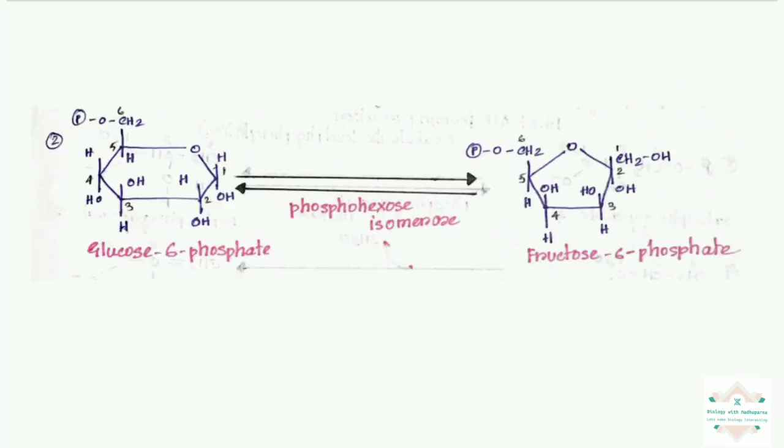Now we will come to the second reaction, where glucose 6-phosphate is converted into fructose 6-phosphate with the help of the enzyme phosphohexose isomerase. So just from glucose it is converted into fructose, nothing else.